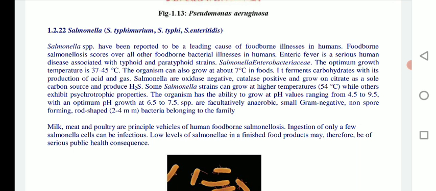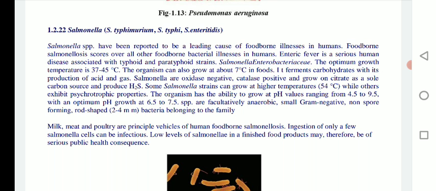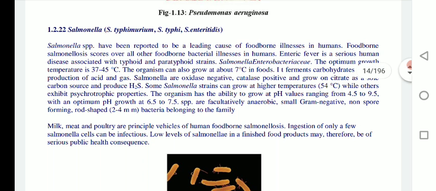This is the main foodborne illness, that is, most people suffer from this illness after ingestion of spoiled food, and it is the leading disease caused by consumption of spoiled food. So Salmonella species are mainly responsible, and they are majorly food spoilage causing bacteria. It has been reported to be a leading cause of foodborne illness in humans, and foodborne salmonellosis scores over all other foodborne bacterial illness in humans.